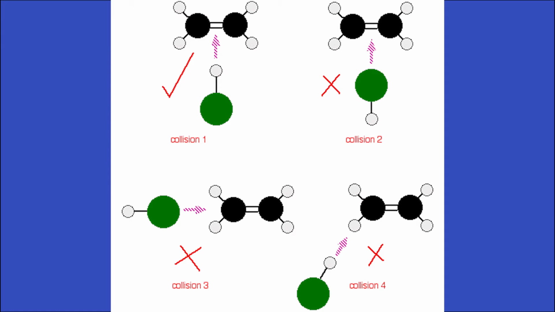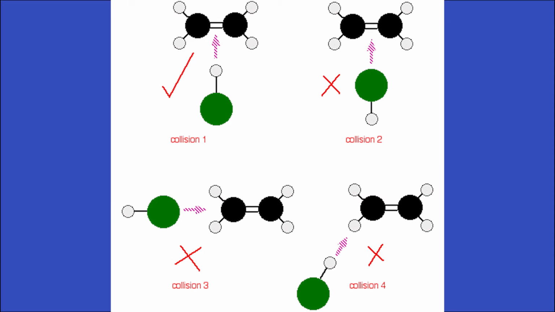In this diagram, it shows 4 different kinds of collisions that could happen. The only one that would work is the first one, because the hydrogen atom would have to be the one that breaks the double bond. That's highly negative because of all the electrons. All the other ones would just cause the atoms to bounce off of the molecules and no reaction would occur, but in the first collision, that would cause the double bond to break and cause a reaction to occur.